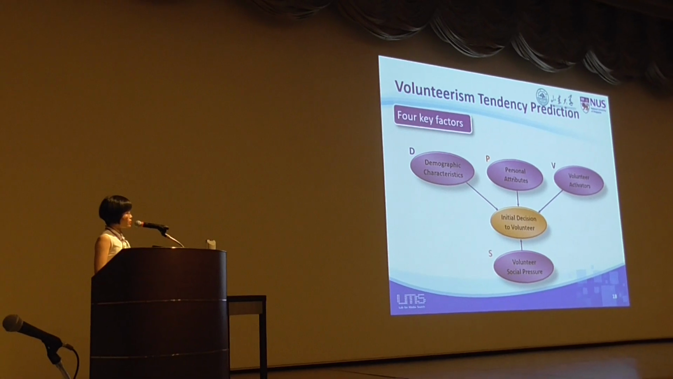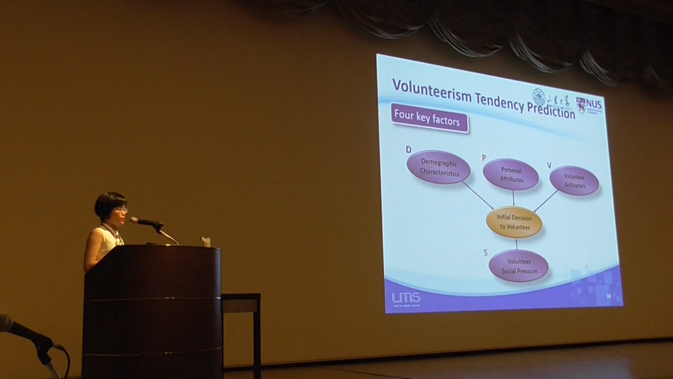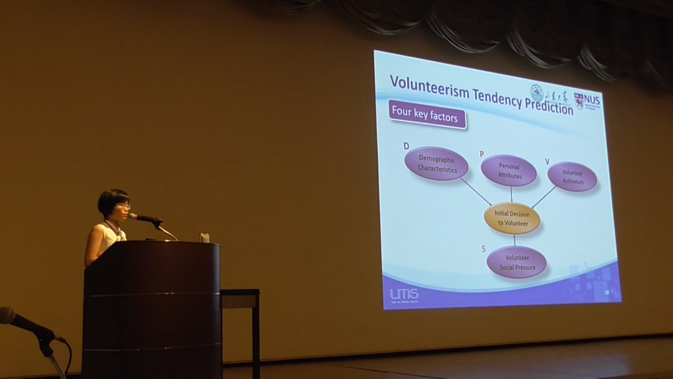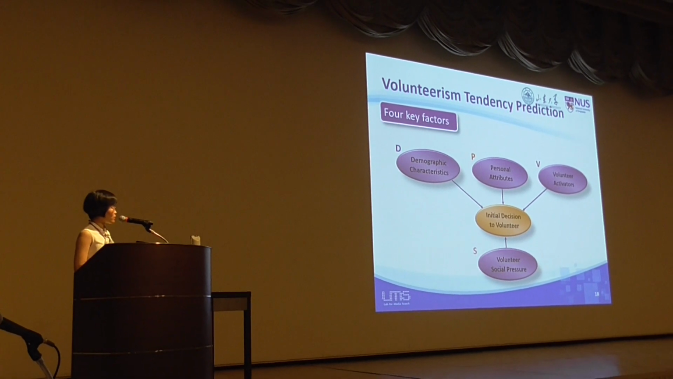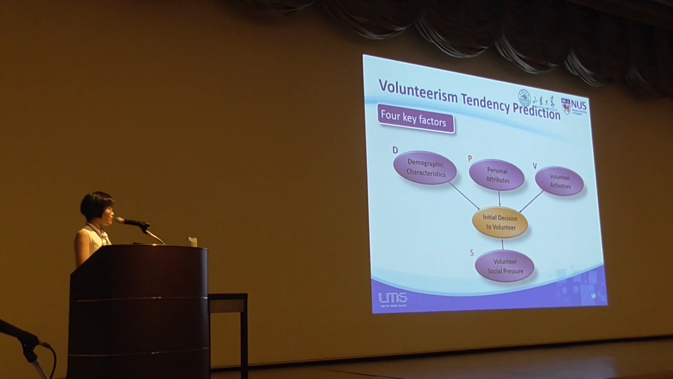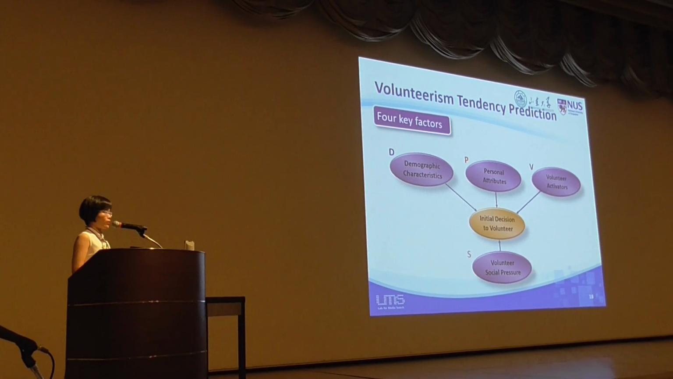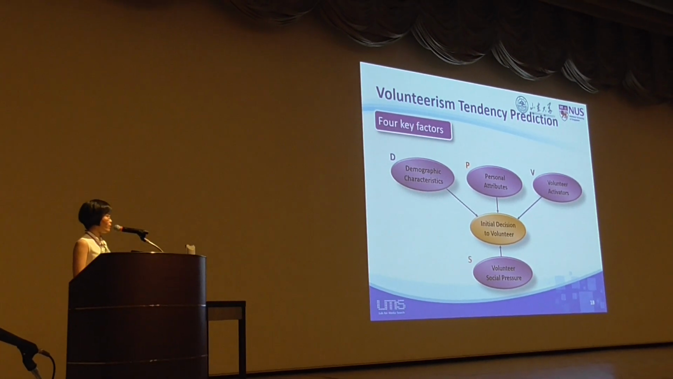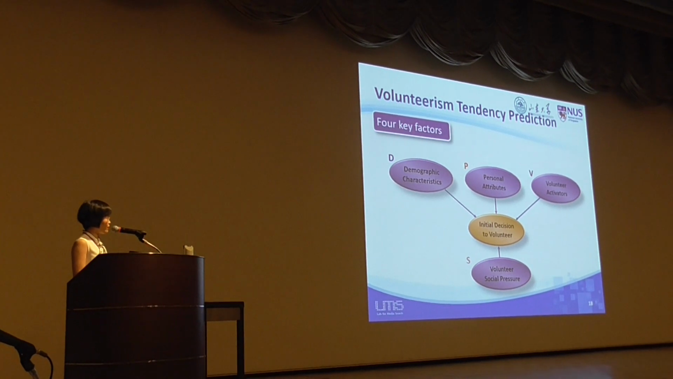Another one is the volunteer activators. This means sometimes an image or a message may just evoke our thoughts or feelings to be volunteers. The last factor is the volunteer social pressure. There is a good reason to believe some people engage in the volunteerism by some direct or indirect form of social pressure. So these are the 4 key factors.